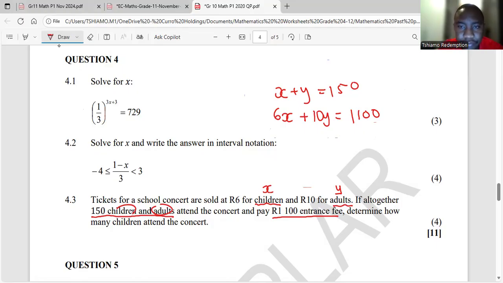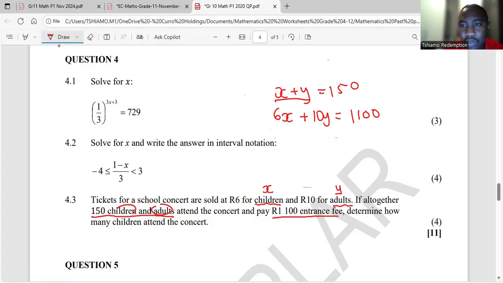You can see the equations from there, and then you need to just solve for how many children attended the concert. The main ways to do it are substitution or elimination. I always recommend the substitution method, but I'm going to do elimination to save time, because in grade 11 you're going to have to get familiar with substitution. Okay, I think rather let's do substitution so that you get it.